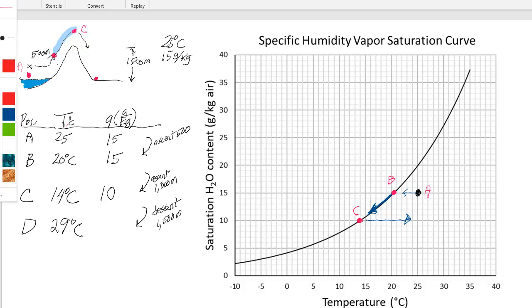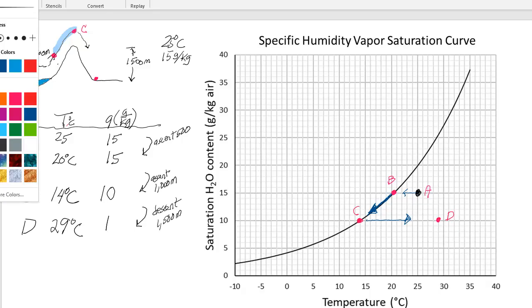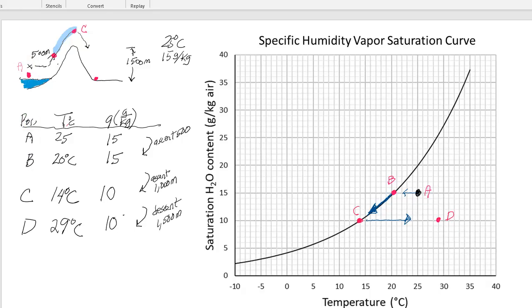So I can plot that point up now on my diagram. We're at the same specific humidity as we were at C, but now we're at 29 degrees C. There's my final destination, D: 29 degrees C, still at 10 grams per kilogram of air. Now, the final thing we are asked to do is to calculate the relative humidity at its final destination.